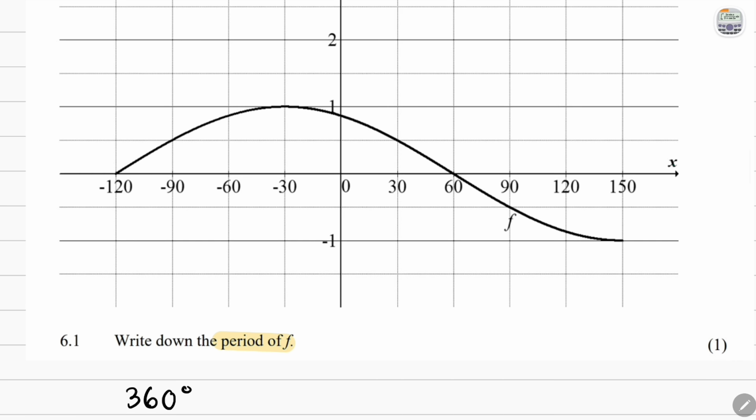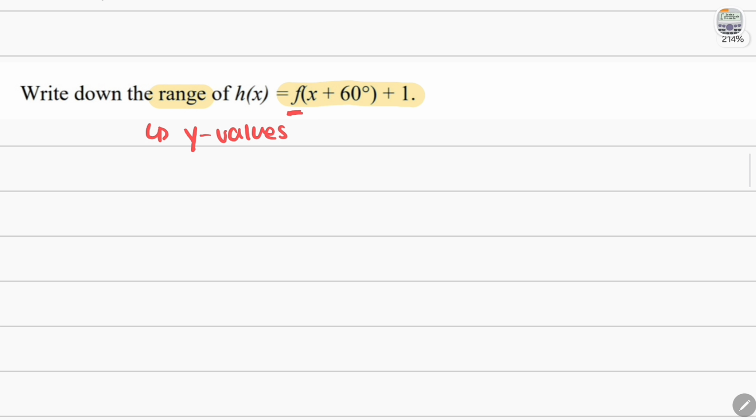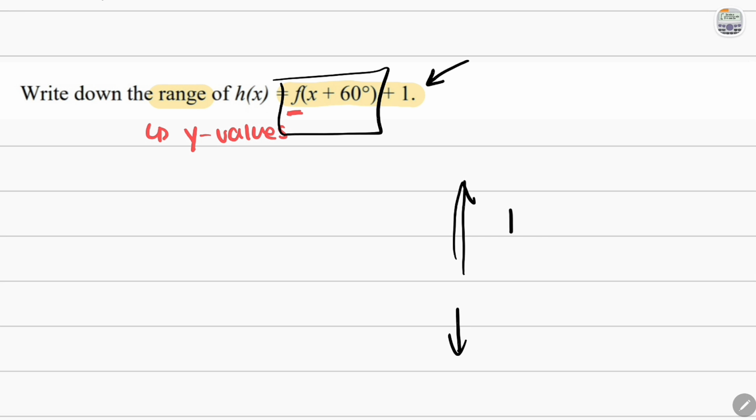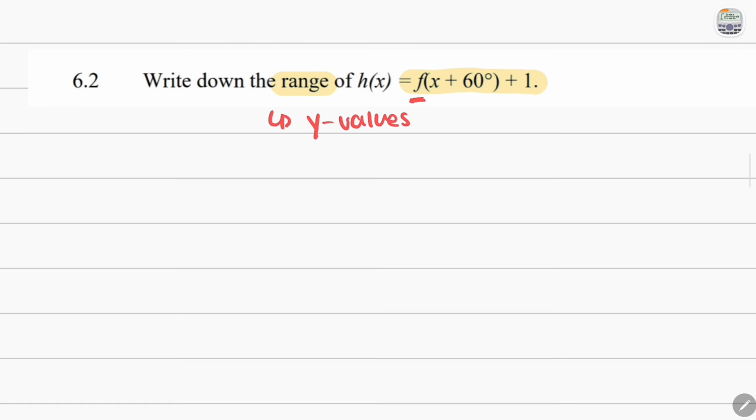So the only thing that affects the y values would be if you shift the graph up or down. So from this question, you should see that this x + 60 degrees here is not going to affect your y values. So that's not even what we're bothered about. We will be looking at this plus 1 outside of the f(x). This is a vertical shift, meaning it's either moving up or down. If it was shifted up, we would add. If it was shifted down, we would subtract. So because this had a plus 1, it means that we simply shifted this graph up by 1 unit.